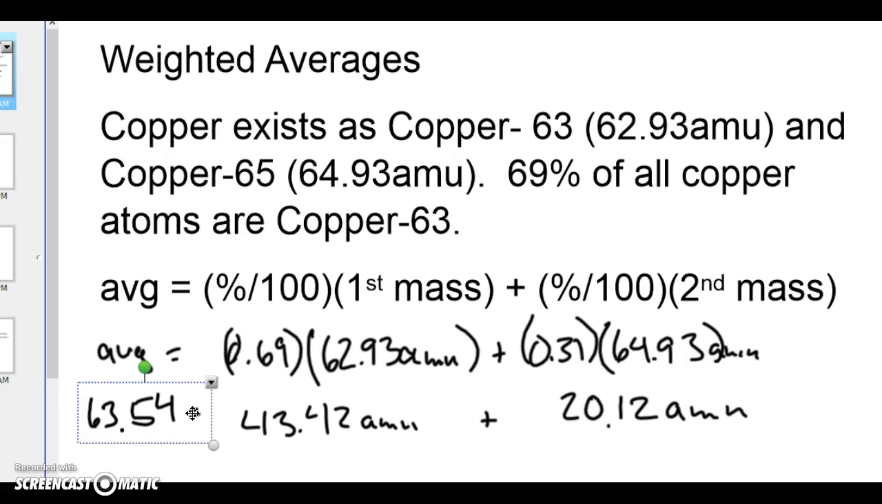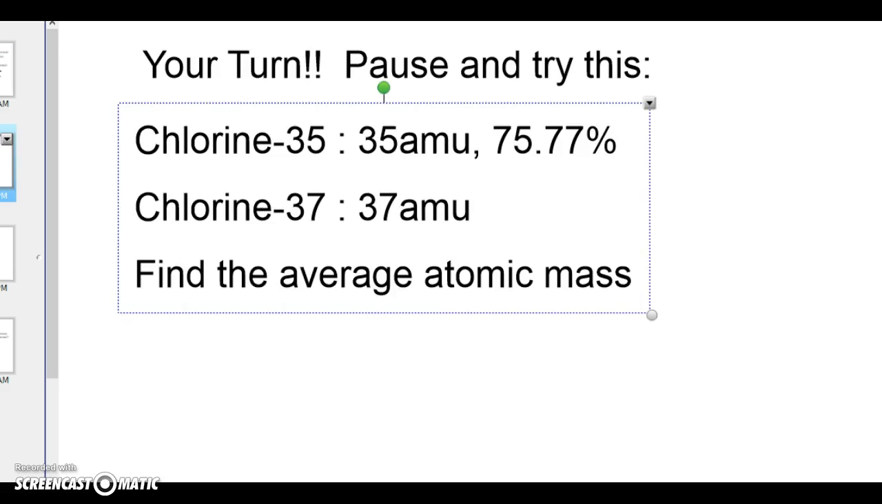The reason it's not exact is that I did round the percent. It's not a whole number, it's not an integer. And I rounded the masses too. The real masses don't stop at the hundredths place. There's probably 10 digits that we know. But I wanted to start out pretty simple as we're learning this. So now it's your turn.